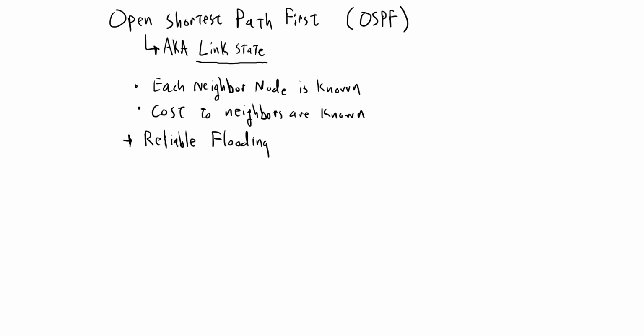And the idea behind reliable flooding is that we are going to ensure that the way that we share information across the network is in such a way that we can avoid out-of-date information. And so reliable flooding means that a node is going to send link state information out to all its neighbors.